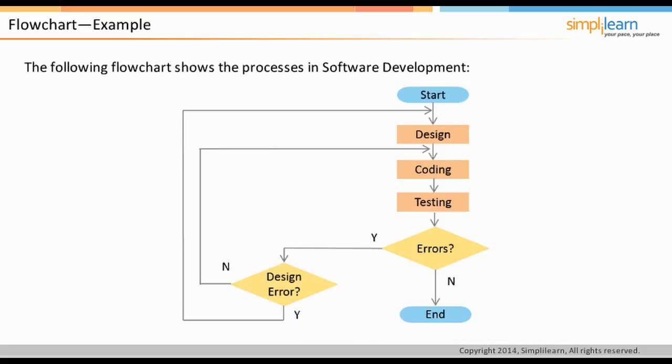The given flowchart shows the processes involved in software development. The flowchart starts with the Start box, which connects to the Design box. In a software project, a software design is followed by coding, which is then followed by testing. In the next step, there is a check for errors. In case of errors, it is evaluated for the error type. If it is a design error, it goes back to the beginning of the design stage. If it is not a design error, it is then routed to the beginning of the coding stage. On the contrary, if there are no errors, the flowchart ends.